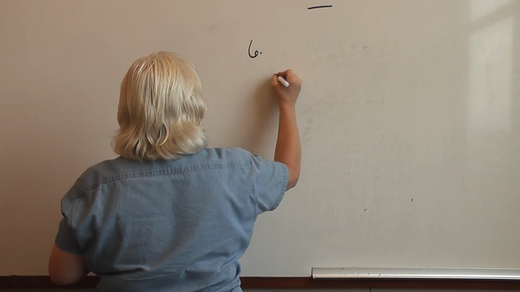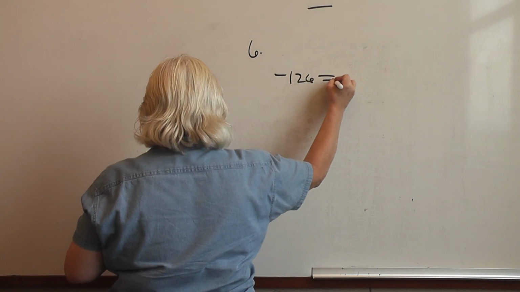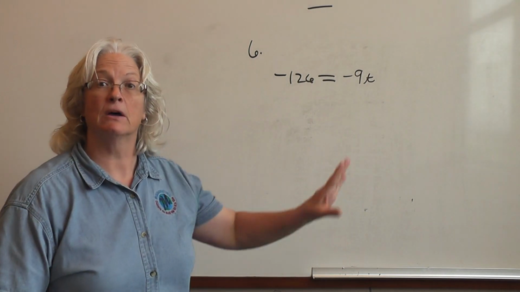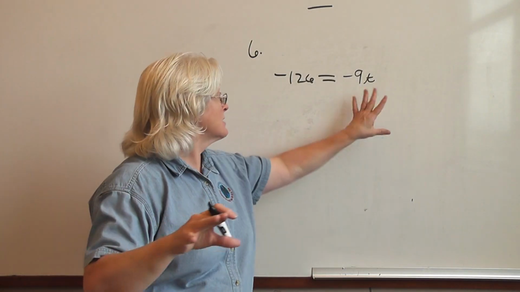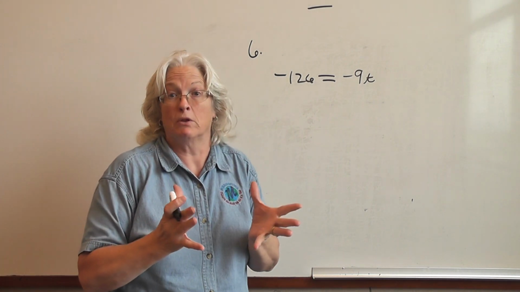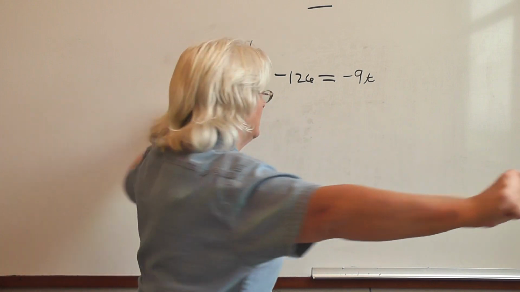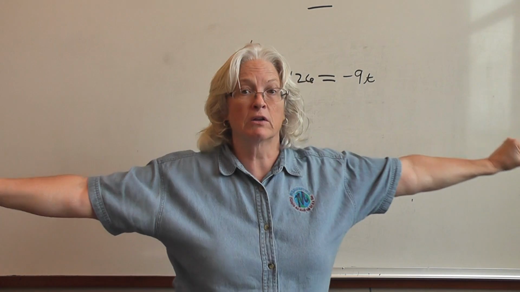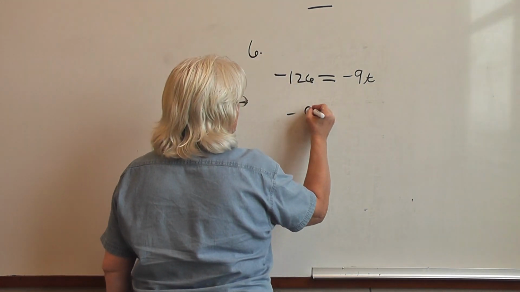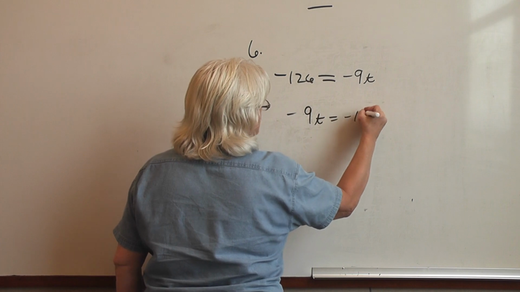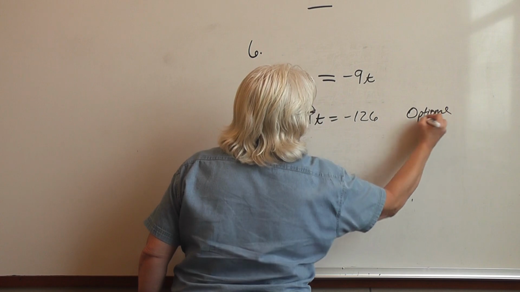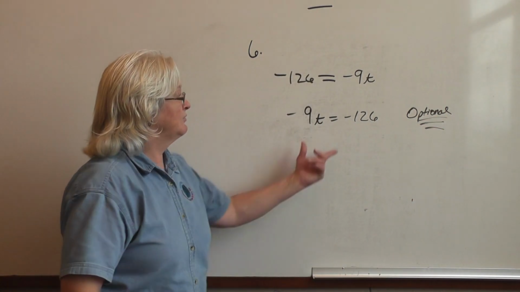Problem number 6 is negative 126 is equal to negative 9t. We said that it does not matter in the least which side of the equal sign that variable is on. But if it just messes with your mind and really bothers you, remember, a seesaw is still in balance regardless of what side you're looking at it from, the front or the back. So you may switch this around if your mind likes it better for the variable to be on the left-hand side. That's totally optional for you to rewrite this.